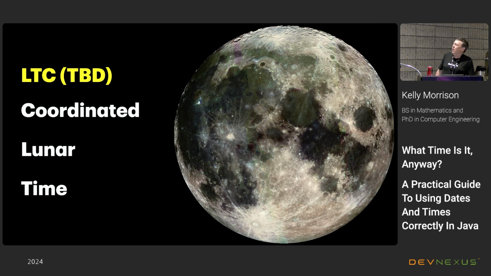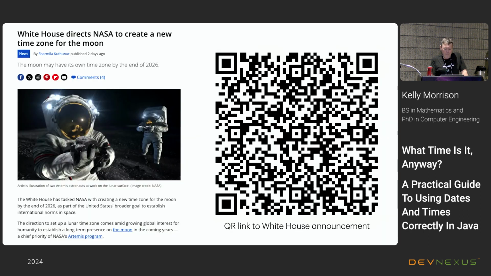called Lunar Coordinated Time, or LTC. And this was just announced about a week or two ago. There was a director from the White House who issued a task force for people to get together and describe a time zone, well, basically a way to describe times and dates on the moon. And they do want to link it to UTC, so that's going to be fun. But they're just now getting the committee together. If any of you are interested, join up, have some fun there.